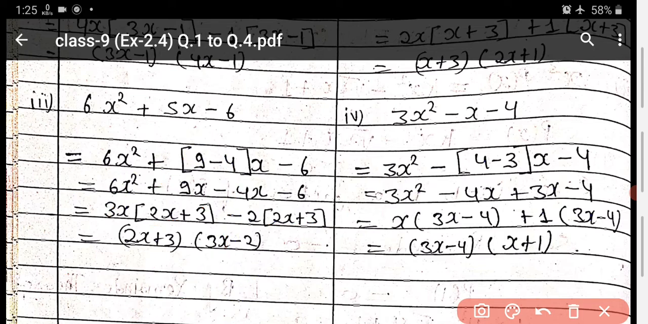The last question I am doing with the same method. 3 fours are 12, the factors of 12 like that, when you subtract it becomes 1 only, because no number is present there, that is 1 present here. Okay, then 4 minus 3. Now simply take the common, take x common here, it becomes 3x minus 4 plus 1, 3x minus 4. Now take the common bracket outside, it becomes x plus 1, so it is your answer.